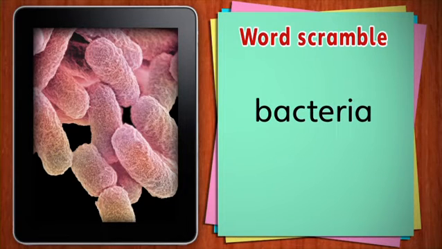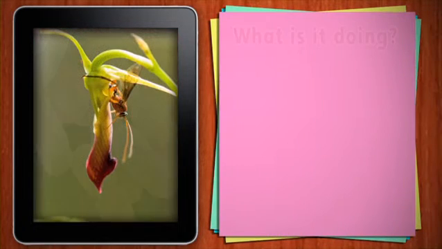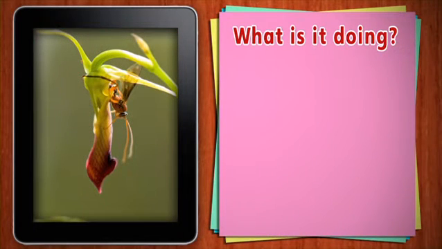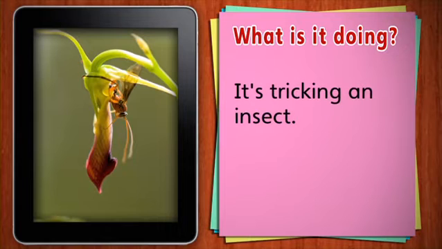Bacteria. Bacteria are tiny. They're too small to see without a microscope. Have a look at this plant. What is it doing? It's tricking an insect. This type of insect is called a wasp. The wasp thinks the flower is another wasp.